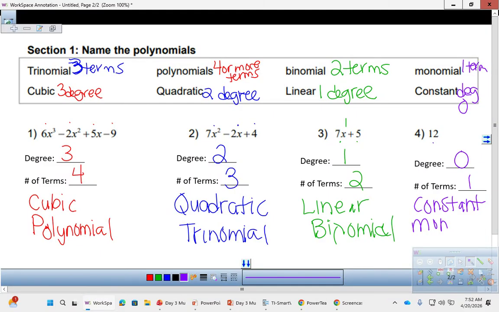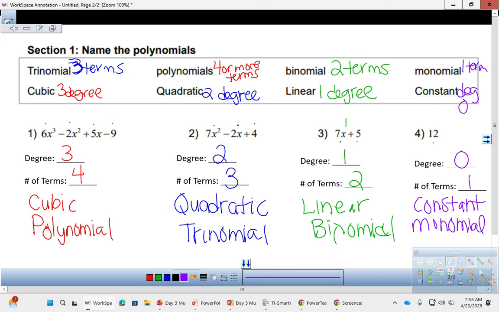These words are not married to each other, meaning like I could have a constant. No, I can only have a constant monomial. I can have a linear monomial. I can have a quadratic binomial. So they don't stay together. Does that make sense? Like you can mix and match the words. This is just this particular example.